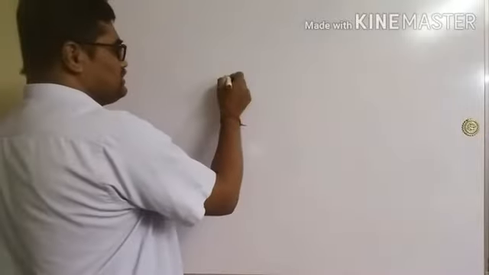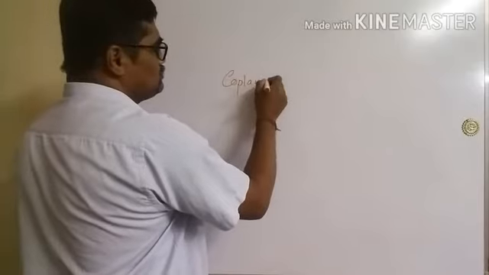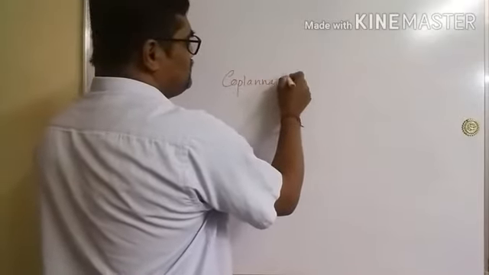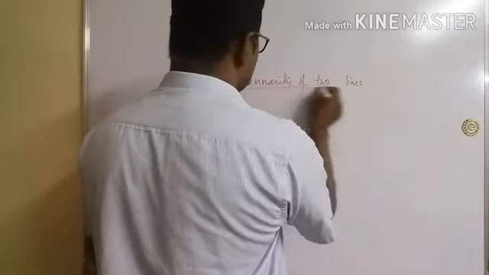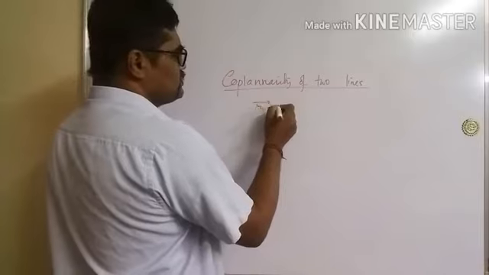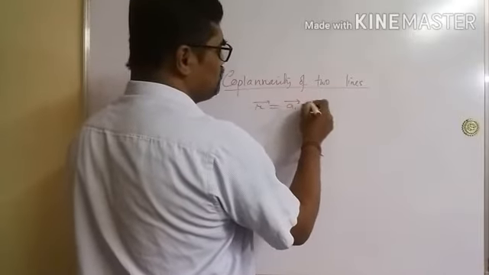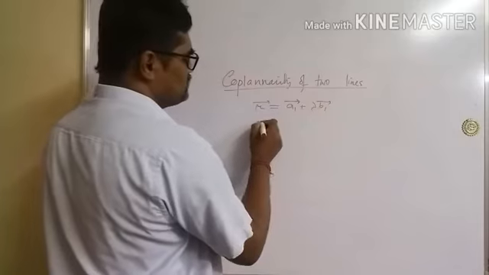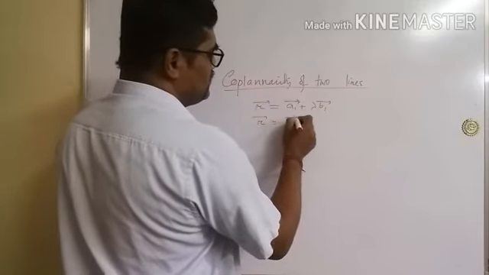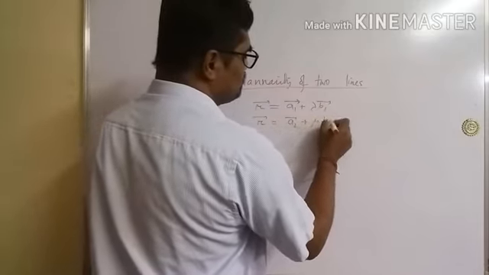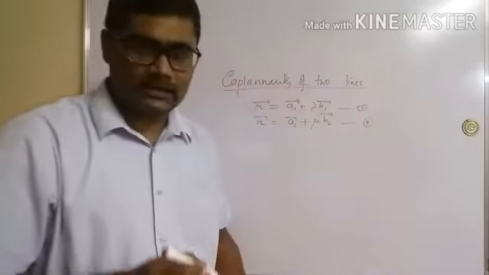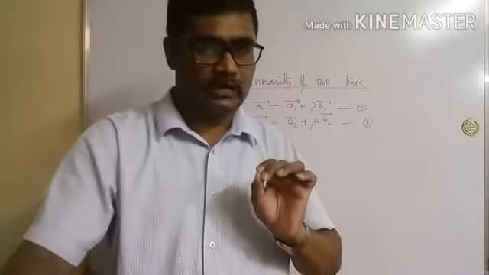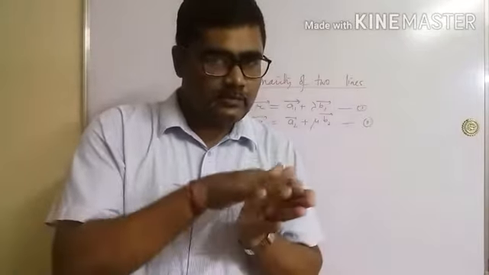First, let me write the heading. What is the heading? It is coplanarity of two lines. That means under what conditions two lines will be coplanar. This one and this one. Two lines are there. Under what conditions will they be coplanar? Coplanar means lying in the same plane, right?